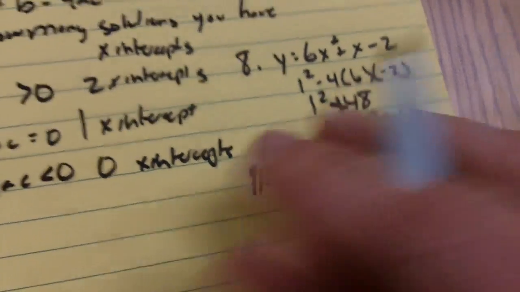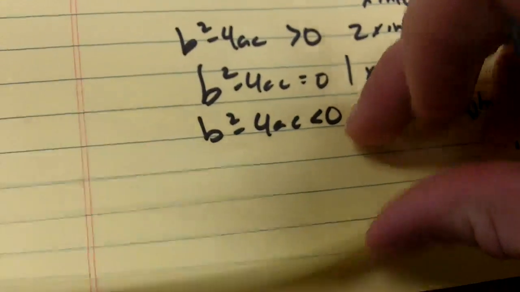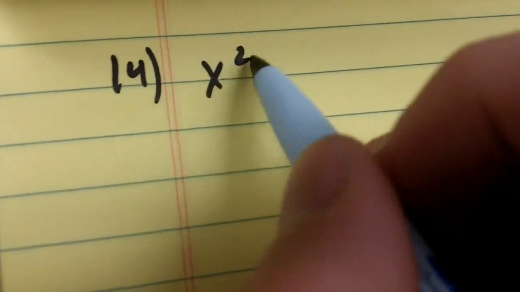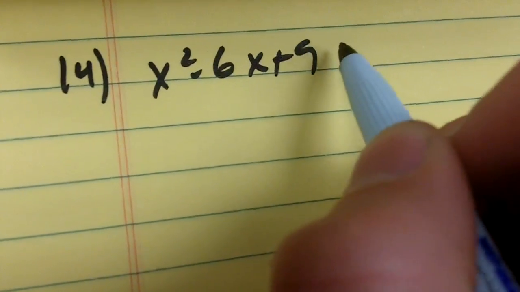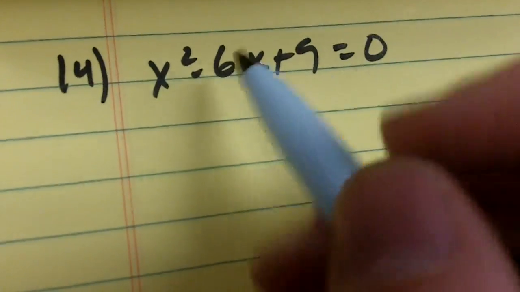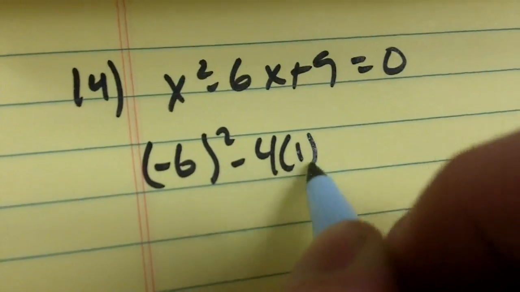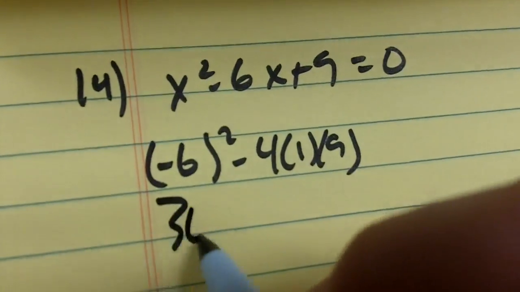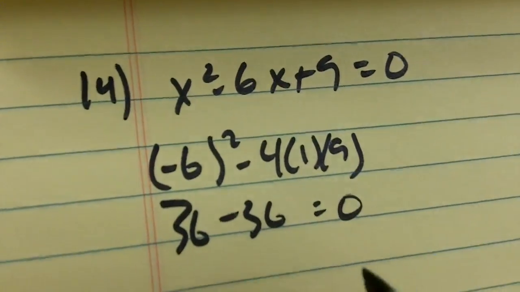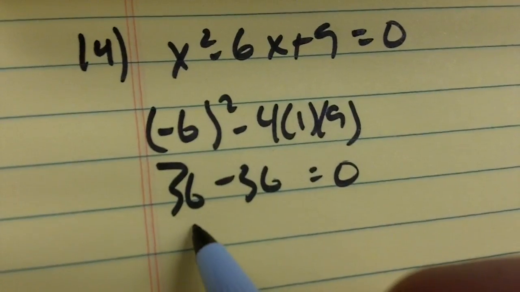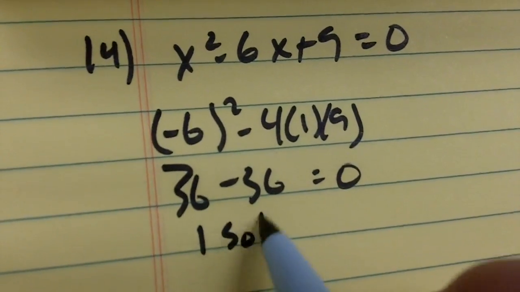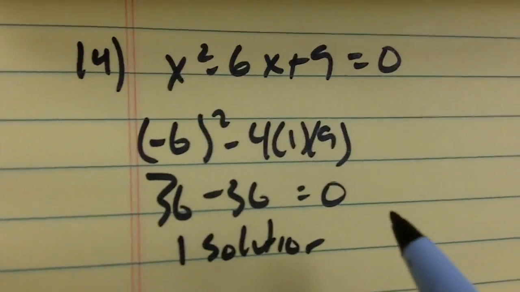We can try a few more of these. We can try something like 14. 14 says x squared minus 6x plus 9 equals 0. How many solutions am I going to have to this? Negative 6 squared minus 4 times 1 times 9. 36 minus 36 is 0. So if that's 0, then we have 1 solution, 1 x-intercept.